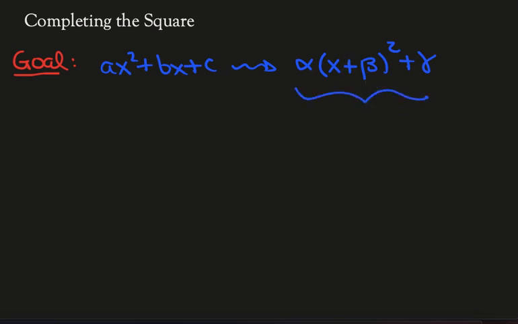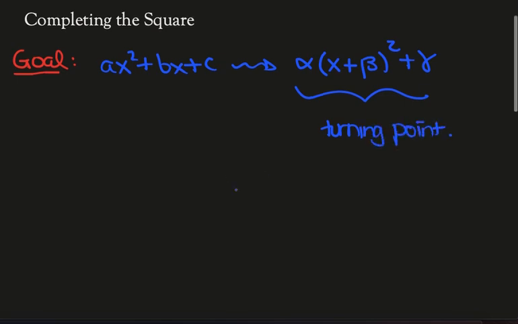So let's continue with our study of quadratic equations, and we'll look at completing the square. Typically when we're given a quadratic, it's in the form ax squared plus bx plus c, and the goal of completing the square is to convert it into something like alpha times (x plus beta) squared plus gamma. So we want it as x plus something squared, maybe multiplied by a factor, and then plus gamma. This is what we call turning point form.